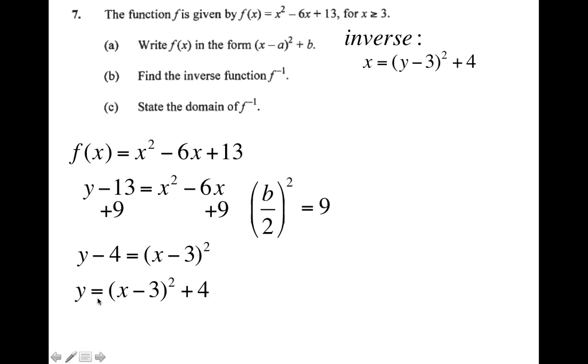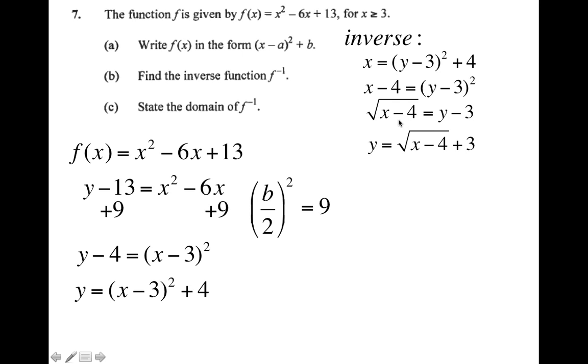I'm going to swap or exchange the x and y, and notice now it's x equals, and the y is here. So now you're going to rearrange this to solve for y again, so you have the inverse function. So x minus 4, I move that 4 over. Then take a square root on both sides to get rid of the square. So now I have square root of x minus 4 equals y minus 3. Now I'm just going to move that 3 over to isolate the y. So the 3 went up to that side, and I actually wrote it like this here.